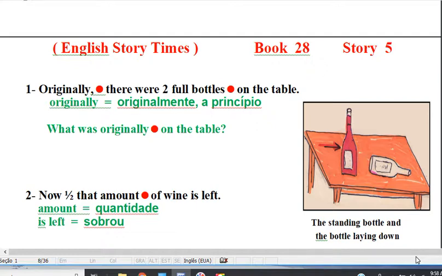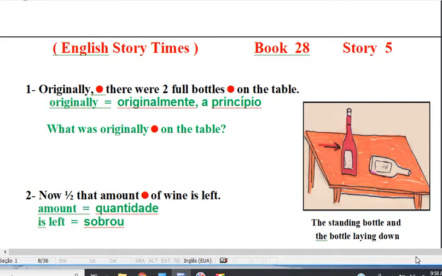Line 1. Originally, there were two full bottles on the table. On the table. Originally, there were two full bottles on the table.